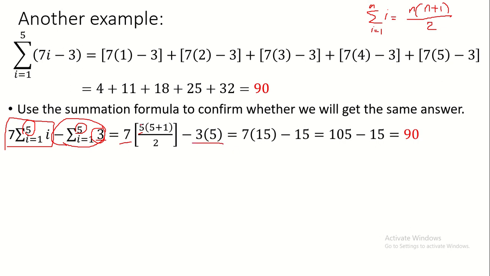Simplifying, we have 5 times 5 plus 1, so this is 6. So 5 times 6 is 30. 30 divided by 2 is 15. So that's why we have 7 times 15 here. Minus 3 times 5 is 15. So 7 times 15 is 105, minus 15 is equal to 90. So again, the answers are the same.